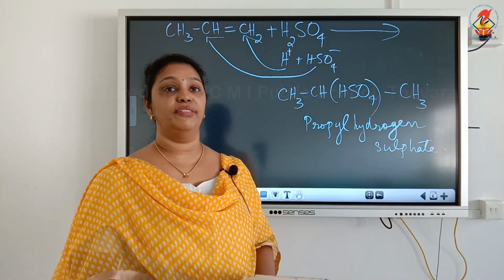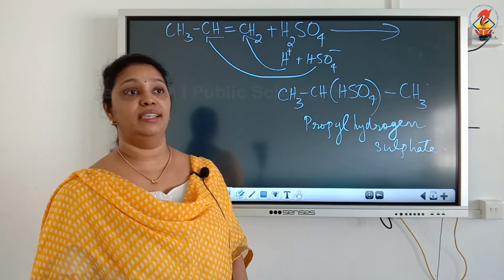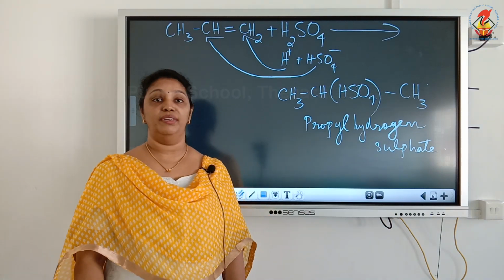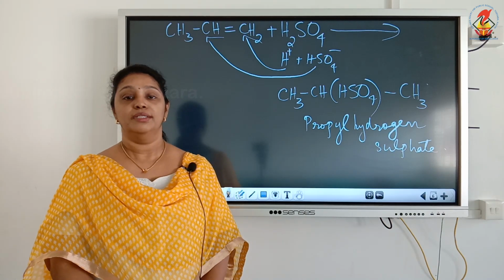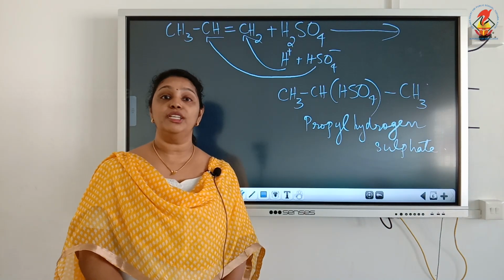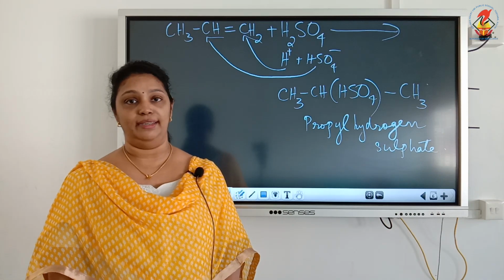So these are the different addition reactions given by alkenes, and very important is our Markovnikov's and anti-Markovnikov's rule. So with this we complete the addition reactions of alkenes. Thank you.